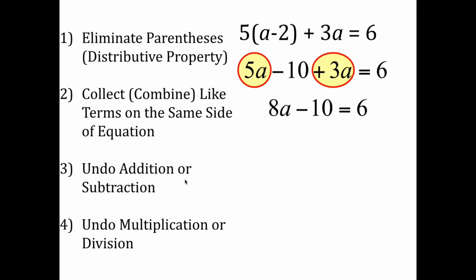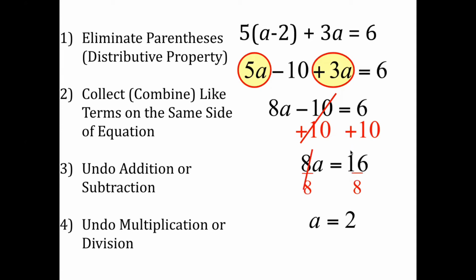You can move on to step 3, which is undo addition or subtraction. In this case, subtraction. Add 10 to both sides and 10 cancels out. You're left with 8a equals 216. And now you can undo your multiplication by dividing both sides by 8. 8 cancels out, and you're left with a equals 2.